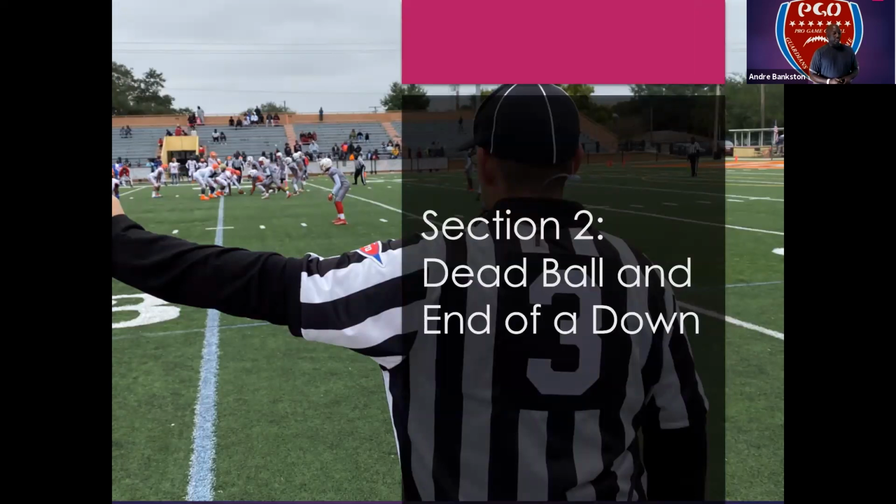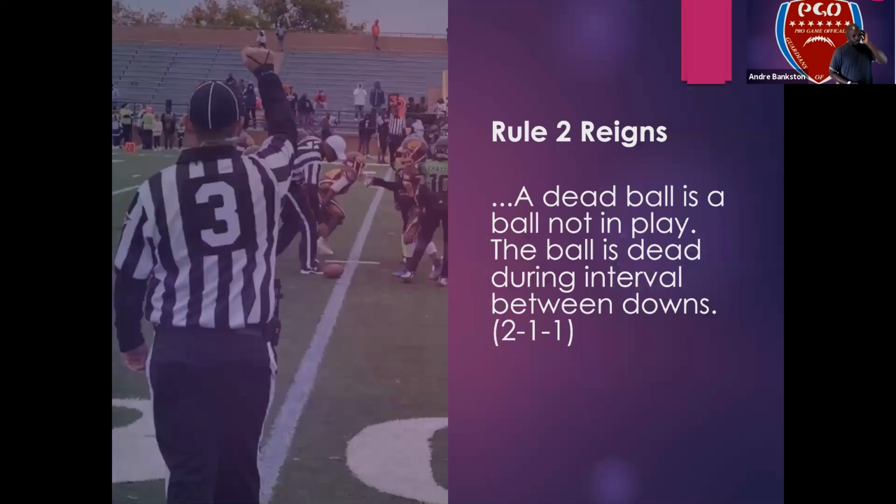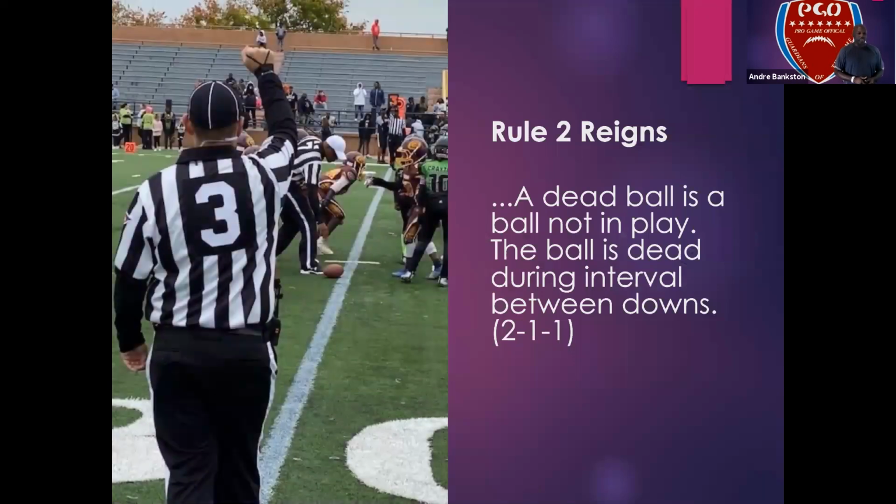Dead ball and end of down. All right, Rule 2 reigns. Remember, we're going to be covering Rule 2 as we go through all the rules. And in Rule 2, the definition of a dead ball is a ball not in play. The ball is dead during intervals between downs. So between the first down and second down, once first down ends, right before the snap, that's considered dead ball. We should keep officiating, but it's dead ball. The ball is not live, can't be advanced or anything like that.